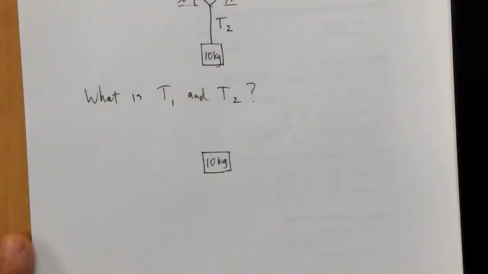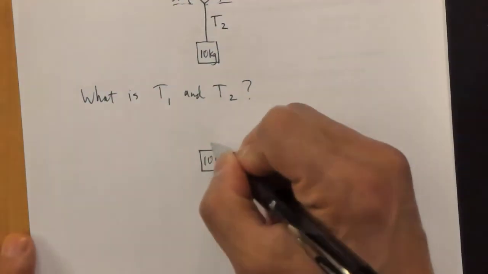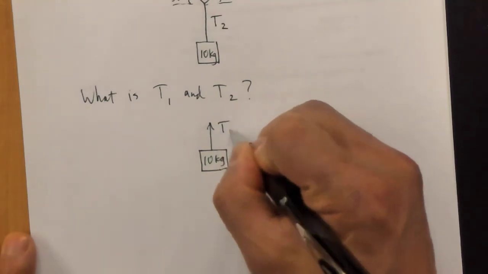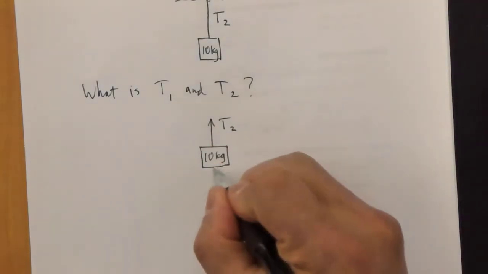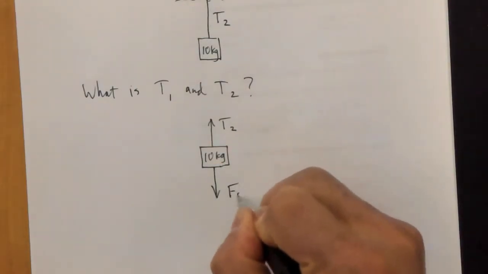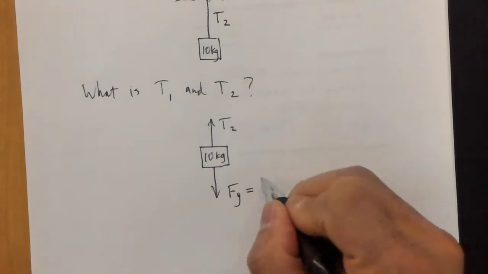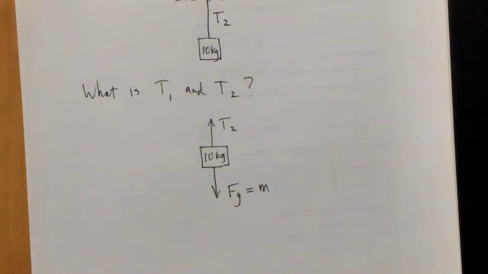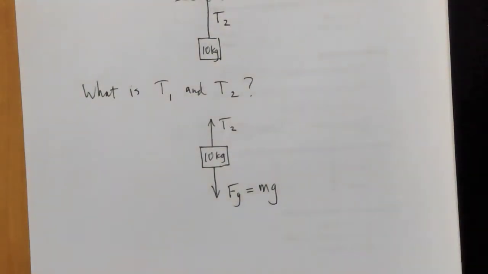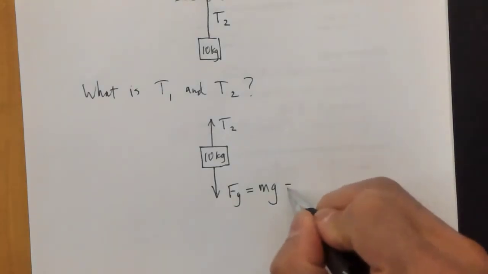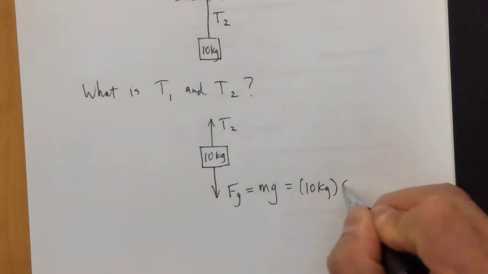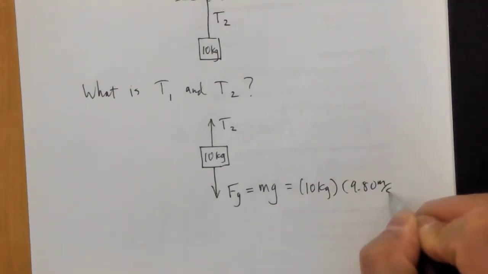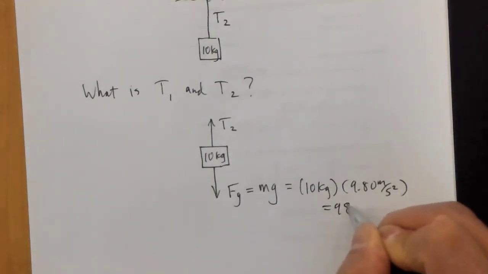So here's the free body diagram for the 10 kilogram mass. We have T2 pulling up like this. And what's the other force involved? Gravity. Excellent. So we have Fg, which is the mass times the gravitational acceleration constant, mg. Okay. And we might as well just write it out. So that's 10 kilograms times 9.8 meters per second squared, and that comes out to 98 newtons.